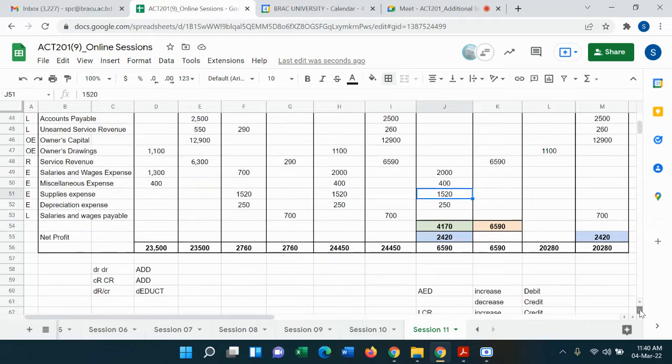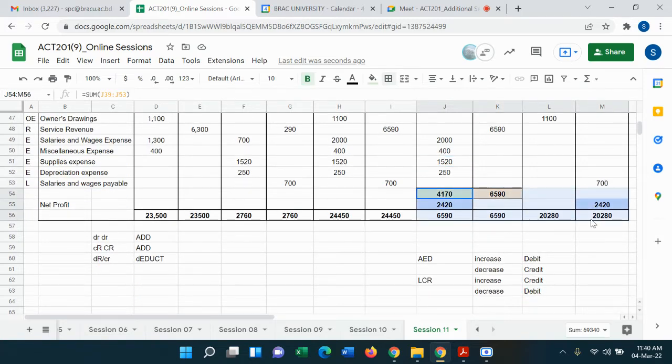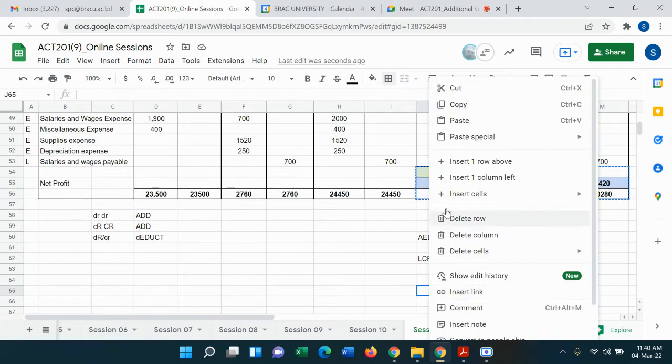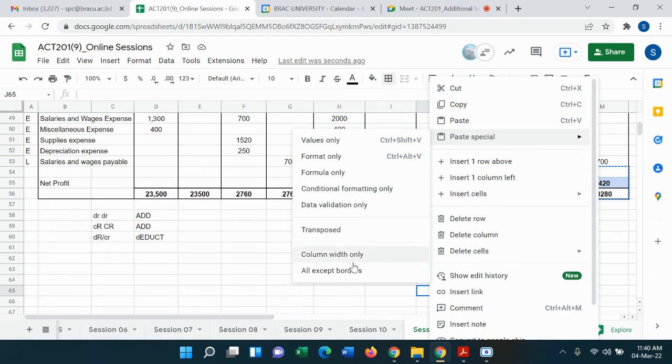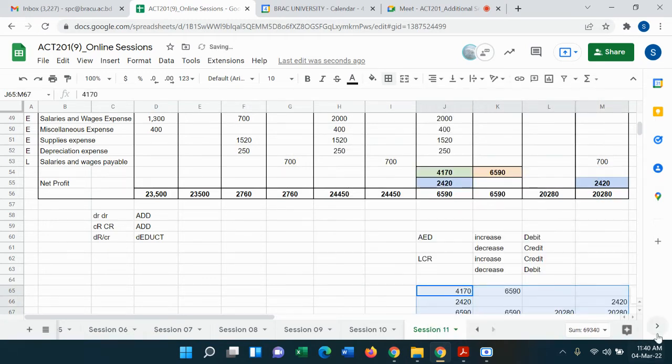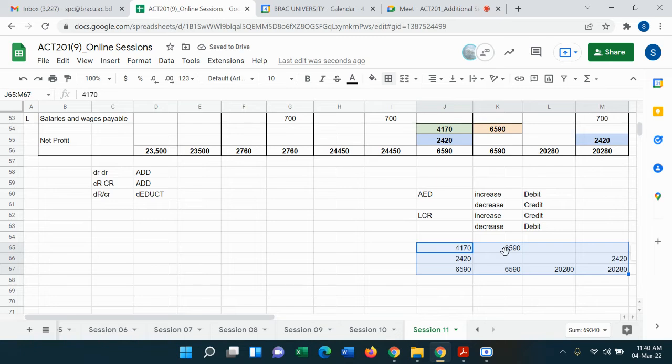Now, a few issues here, as one of your friends already mentioned. If expense is greater than revenue, yes, that will be the net loss. So here, say for example, the debit side is 6590 and the credit side is 4170.